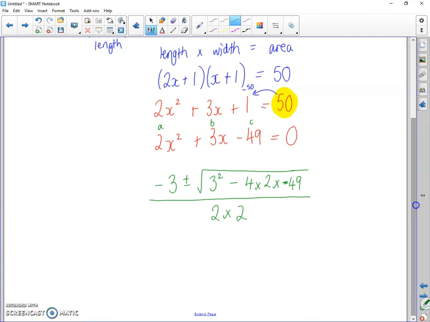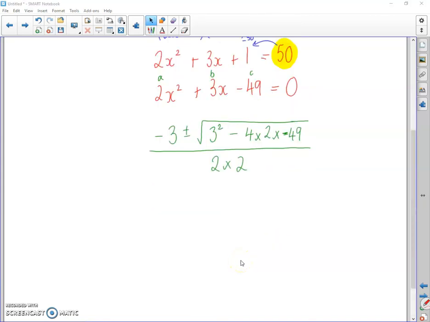That's the 2a part. So if you get your calculators out, put all that in. What you should get then for your plus solution is 4.26. And when you run it again, with a takeaway sign instead, minus 5.76.